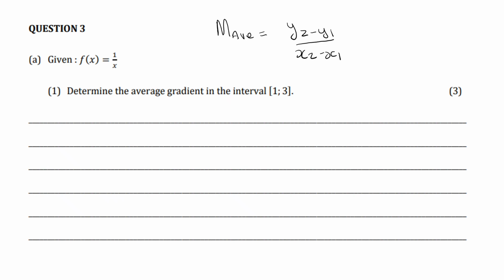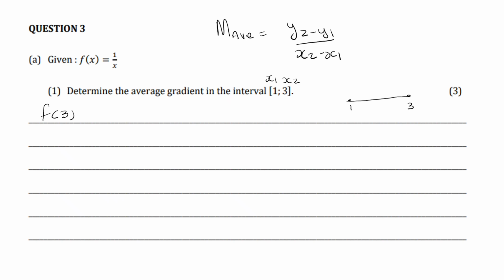So what we need to do is to find the corresponding y values, because now we are given x1 and x2. So maybe I can say this is my x1, this is my x2. When they say in the interval, if I draw the number line, this is my 1 and this will be my 3. So let's find the corresponding y values. First things first, let's find f of 3 and see what we get.